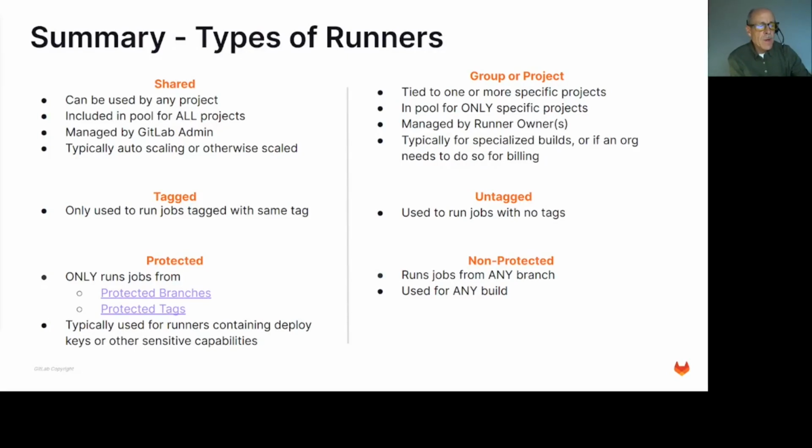Protected runners only run jobs from protected branches or protected tags, and they're used typically for jobs containing deploy keys or other sensitive capabilities. Non-protected runners, which are likely the bulk of the runners, would run jobs from any branch and are used for any build.